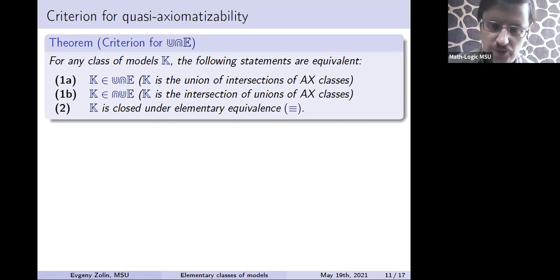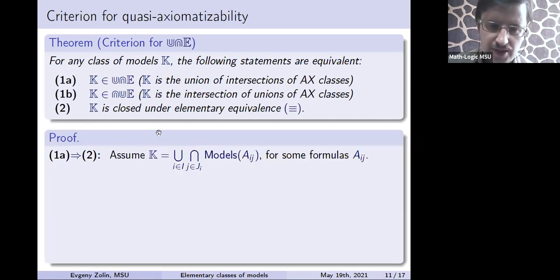So if a model M is in K and models M and N are elementary equivalent, then N belongs to K. One direction is very easy. Assume that our class is the union of intersections of finitely axiomatizable elementary classes. So they are axiomatized by some formulas Aij.